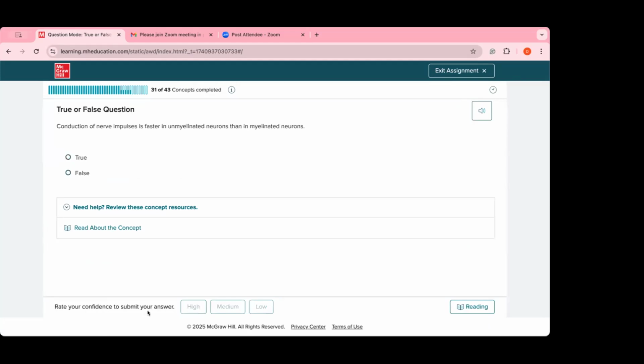Conduction of nerve impulses is faster in unmyelinated neurons than in... no, that's reversed. It's faster in myelinated neurons. It's faster when it's coated, so that's false.